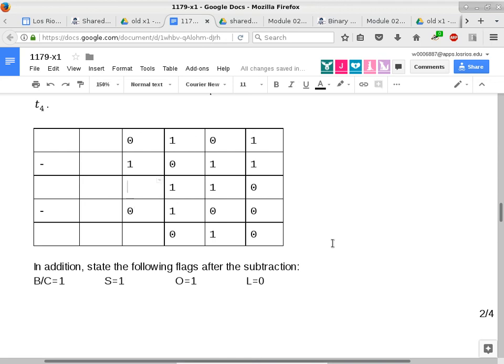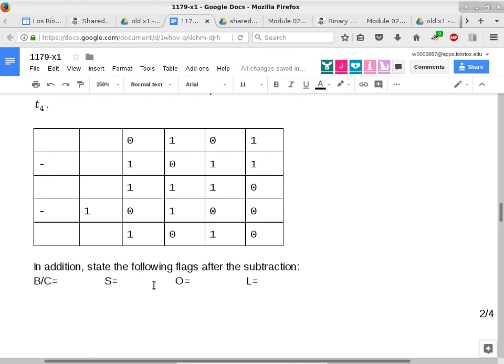0 minus 1 is a 1. That gives me an overall borrow. And then 1 minus 0 is just 1. So that's how we fill in all the zeros and ones. But that's not the end of the question. I got all of these answers here as well. Let's erase those also. Okay. All right. And some of you probably have already remembered what you saw earlier.